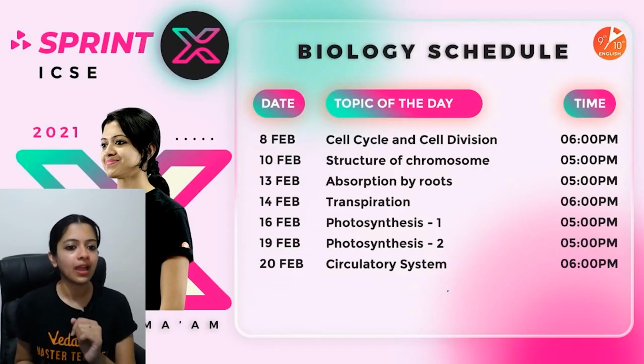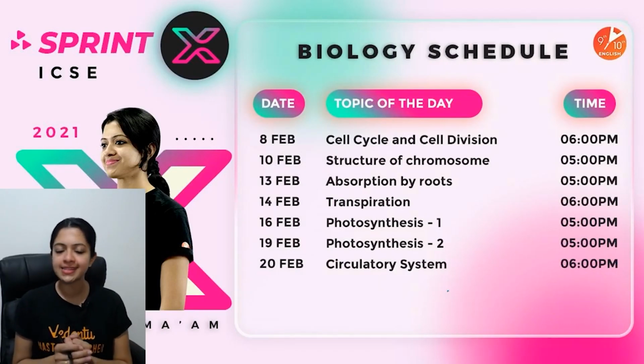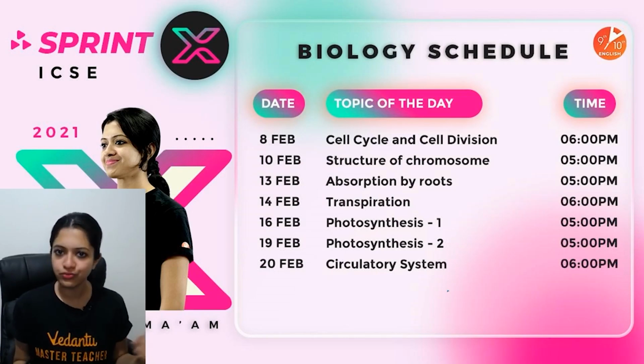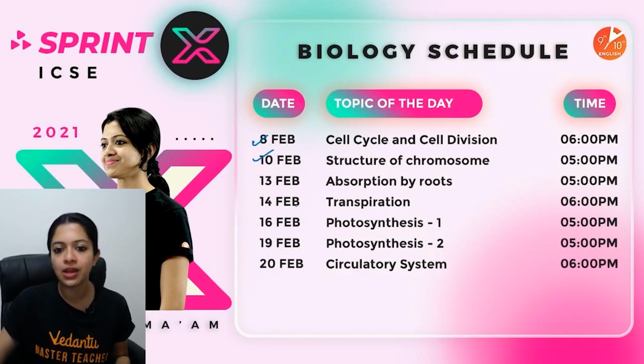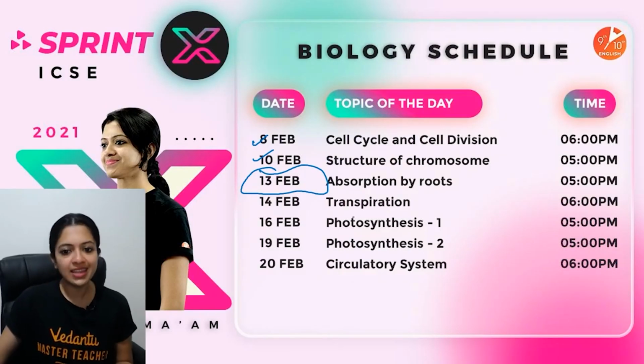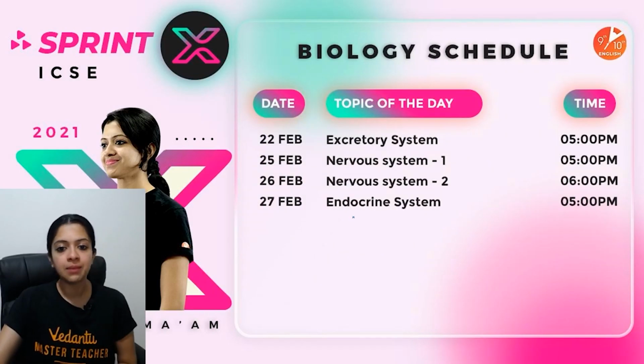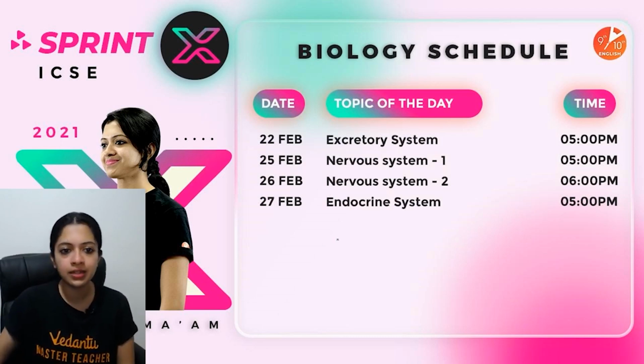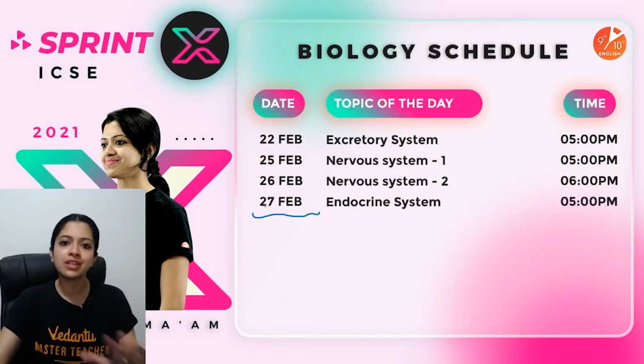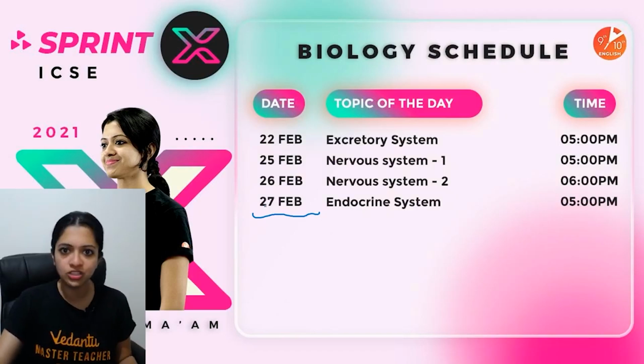So as you can see, the biology sprint text schedule is right here. We started off on the 8th of Feb. We are done with the first 2 chapters, and today we are in absorption by roots. So these chapters are remaining. On some days we have sessions at 5 p.m., on some days it's going to be at 6 p.m., and we will be ending the sprint text for ICSE on the 27th of Feb. Note down the date, which means by 27th we are going to be done with all your chapters.